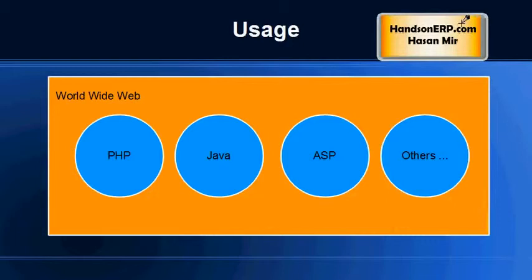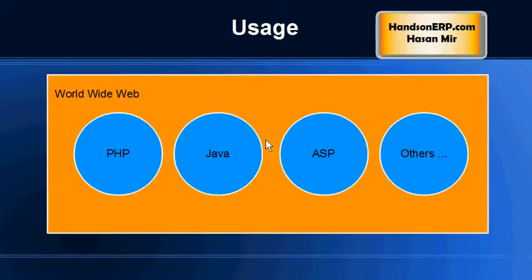So it is a common and almost standard model which is used in all the languages, not only on the World Wide Web but also in languages that create desktop applications. PHP, Java, ASP, and other languages use the MVC model.